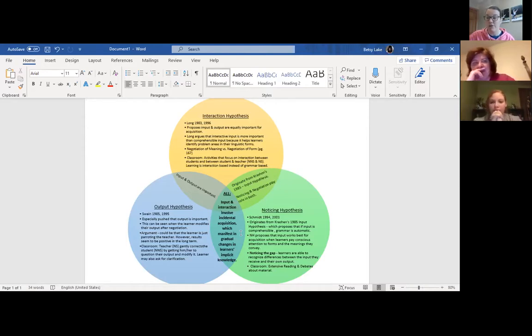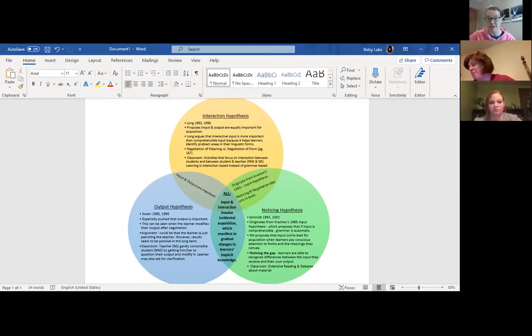Where these two have a similarity is they both are looking at Krashen's input hypothesis. And we see that noticing and negotiation play a role in both, especially negotiation, I think, because when you're interacting with people and you're asking questions, you're talking, there is this natural negotiation, especially between a teacher and a learner.